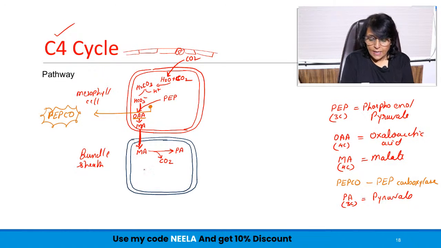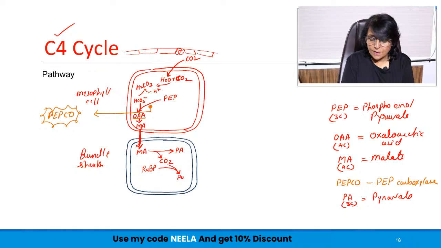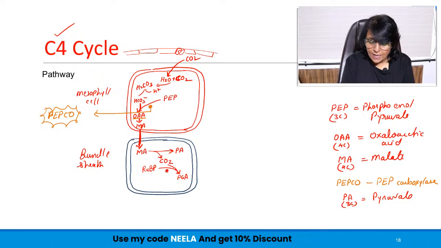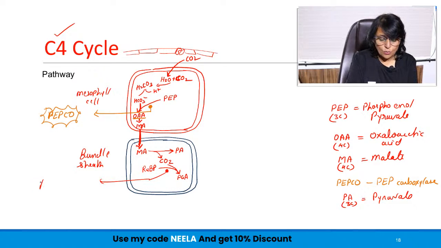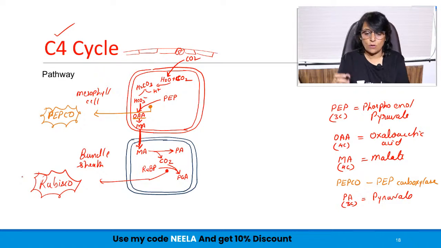Carbon dioxide is accepted by RUBP. That means carboxylation is taking place here, and phosphoglyceric acid is formed. That is our C3 cycle. And which enzyme is working here? The enzyme which is working here is Rubisco. And here this Rubisco is going to act like carboxylase. Why is it helping or working as carboxylase?